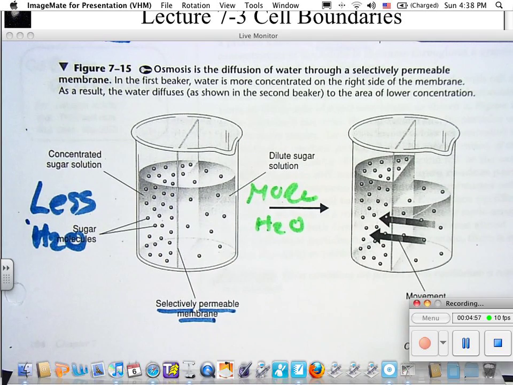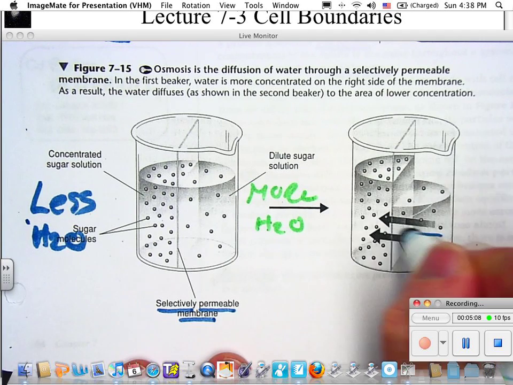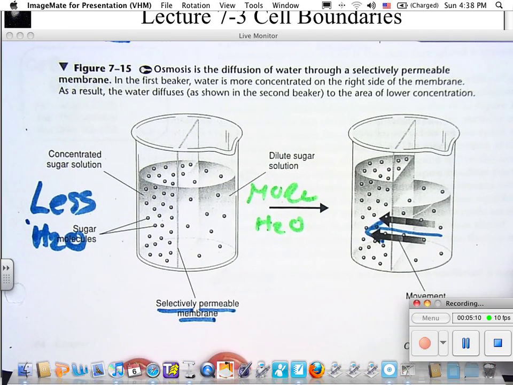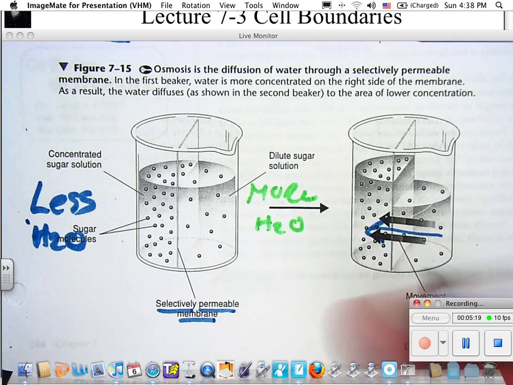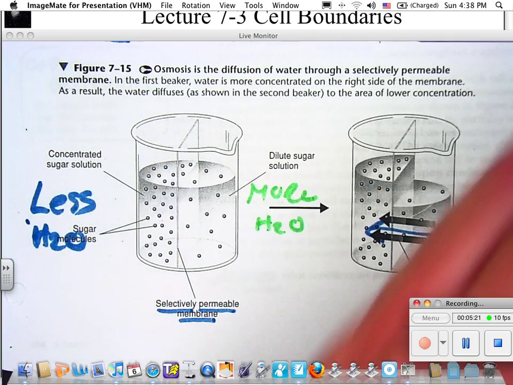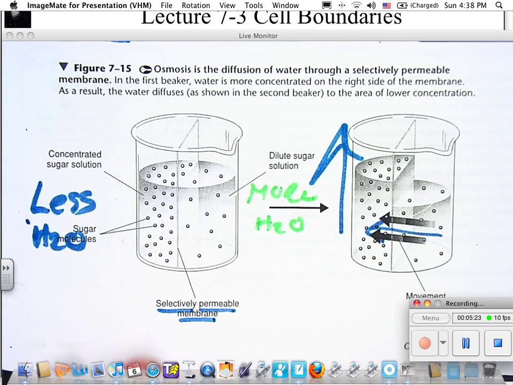Well, water will move across the membrane because water, like anything else, will diffuse from a higher concentration to a lower concentration. So water moves this way until the concentration of water is the same on both sides. This is wild. This is wicked cool. Look, it will move in and push the water up against gravity. Totally cool.